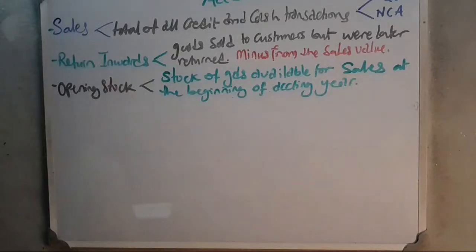Okay, so we have purchases, but I'm not going to write that. Purchases represent the total value of goods that are bought for cash and on credit for resale. Purchases are the total value of goods bought whether with cash or on credit in order for the organization to resell. And it does not include the purchases of non-current assets.